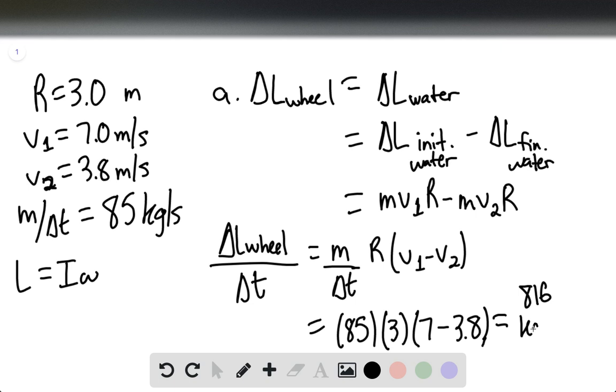And the unit would be kilogram meter squared per second squared. Again, the unit for angular momentum is kilogram meter squared per second, and then dividing it by second again would give us a second squared in the denominator. So this would be our answer for part A.